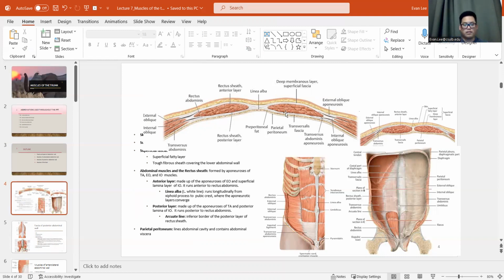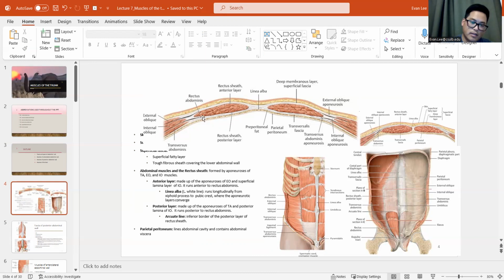Now, if you also look closely on this picture, you can see that there are these lines going across the rectus abdominis. Those are going to be called tendinous intersections. With the tendinous intersections, that is how you're going to ultimately get those little chunks that form the six-pack muscles. So tendinous intersections going transversely, linea alba going longitudinally or axially.